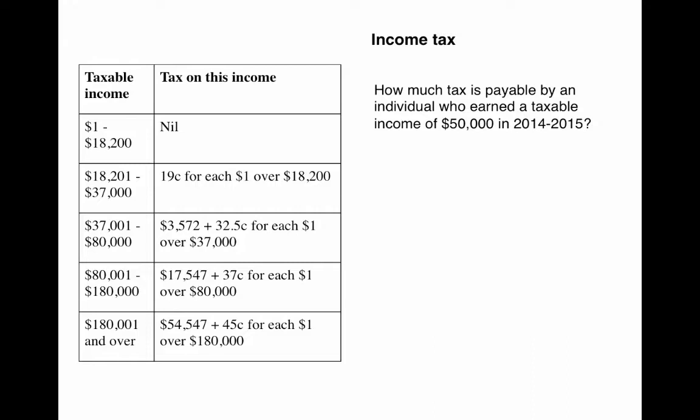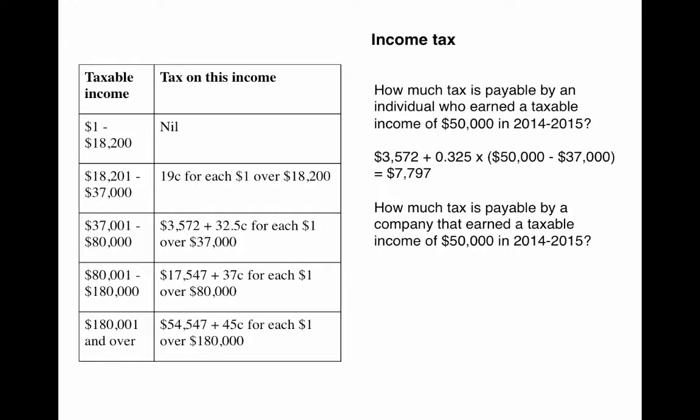If we look at the table on the left, we can see that we start with the amount of $3,572, and then we work out the difference between $37,000 and the amount of income, $50,000, and multiply that by 32.5%. Adding that to the $3,572, we end up with $7,797. This is the amount of tax that will be paid by a sole trader or a partner on income of $50,000.